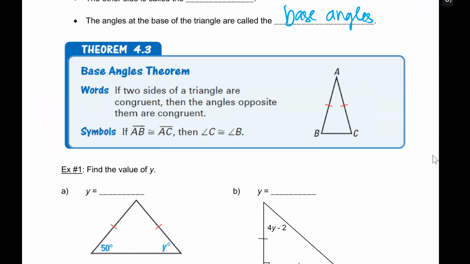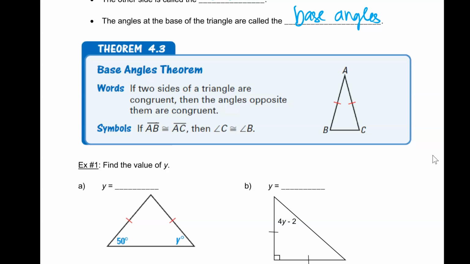Alright, so theorem 4.3, base angles theorem. If two sides of a triangle are congruent, then the opposite angles are congruent. So if this side and the angle across from it, if those two sides are congruent, that means the angles opposite of them must also be congruent.